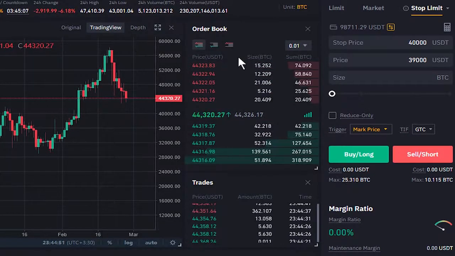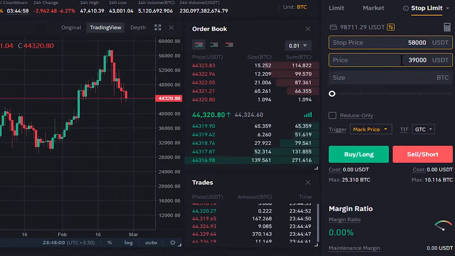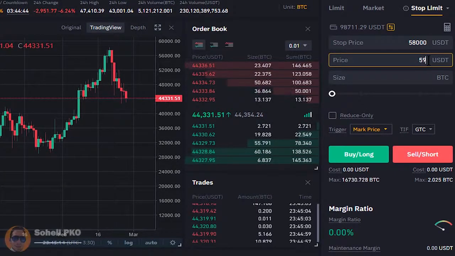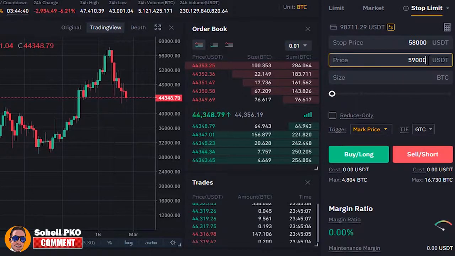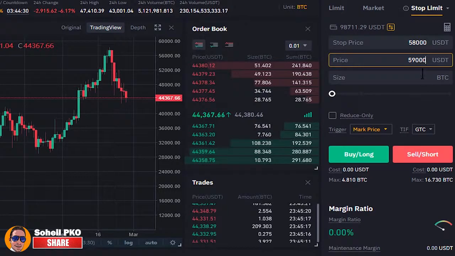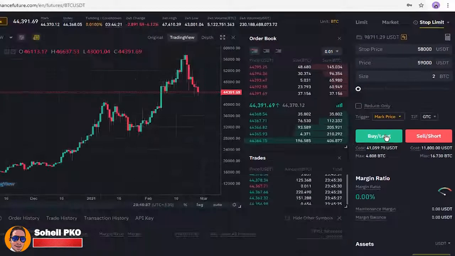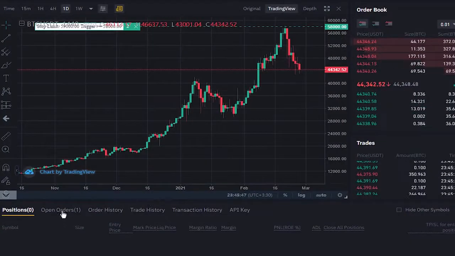You set the price to 58,000 and you set the limit price a little higher than 58,000, for example 59,000, so you can be sure that your order gets filled in the case of sharp advancing. And let's buy 2 Bitcoins, for example. We click on buy long, order submitted, and it's in open orders now.